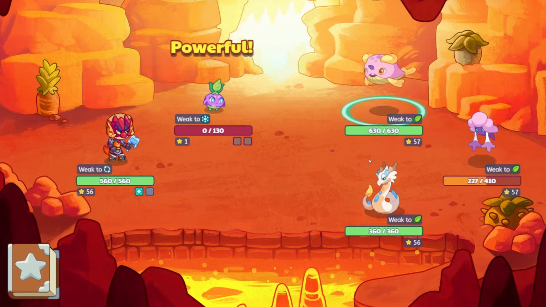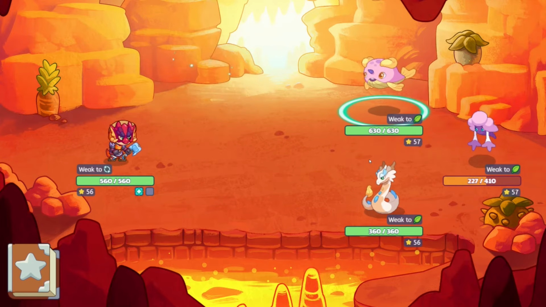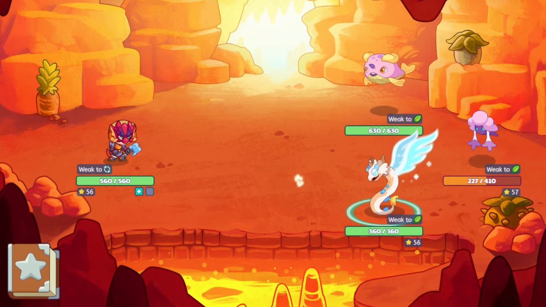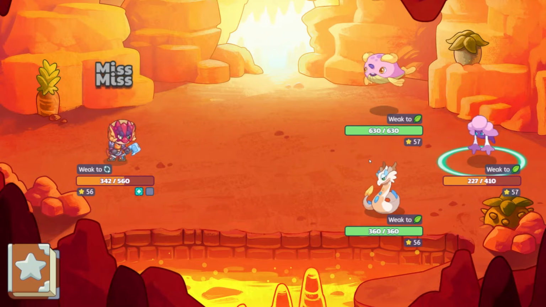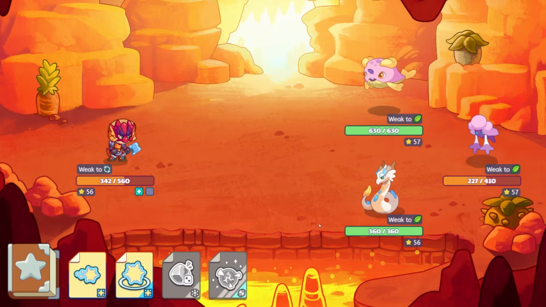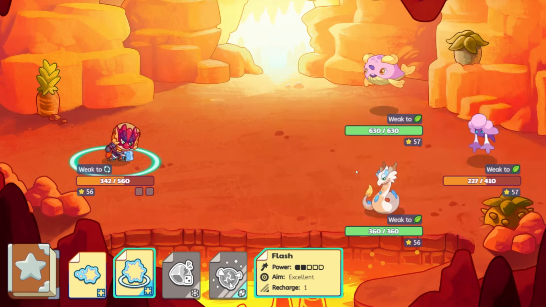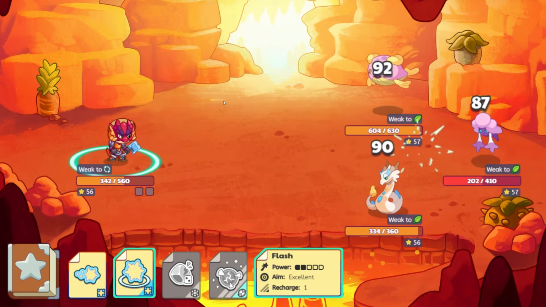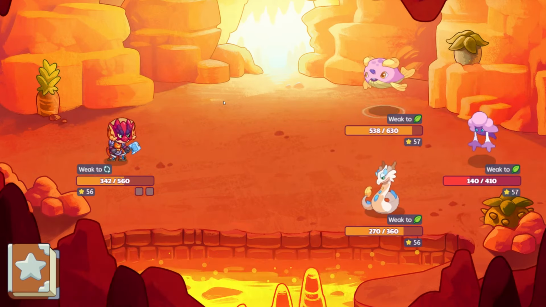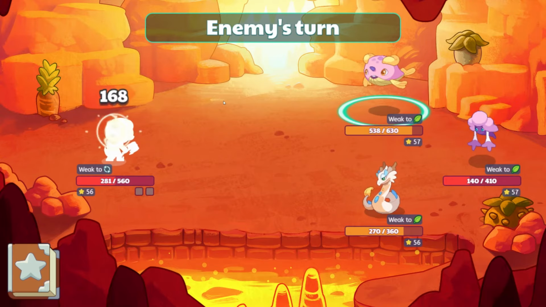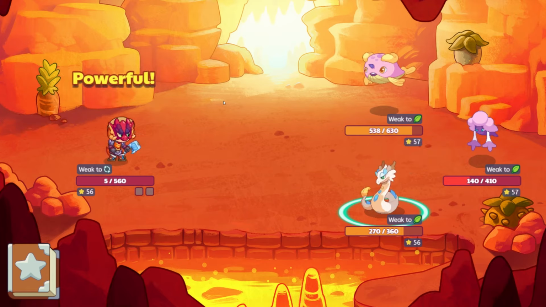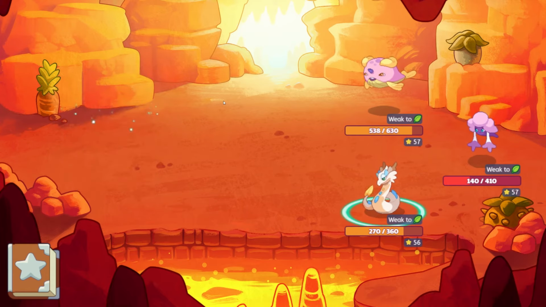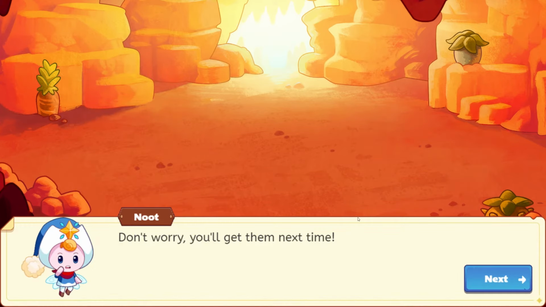Boom. All right. Got a couple misses there. And then let's see what Flash does. All right. This would be ridiculous luck if we were able to pull this one off. Boom. All right, get him next time.